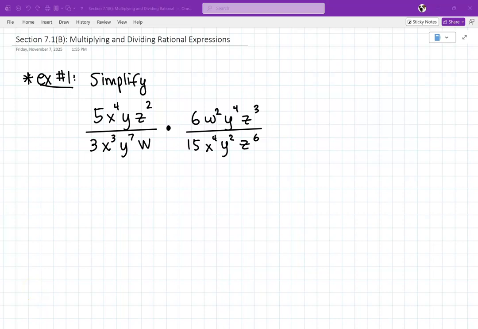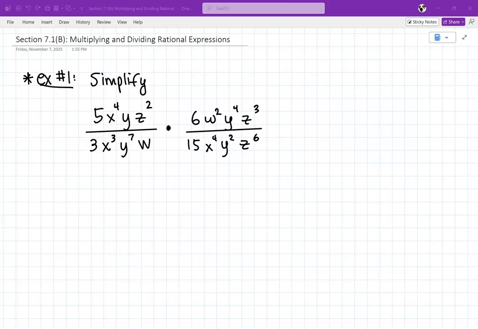All right, so for today, section 7.1b, we're going to be doing multiplication and division of rational expressions that do not have to be factored. So for today's lesson, we're not going to factor anything, okay? But we are going to be doing a lot of canceling out. So you can see example number one just says simplify, right?